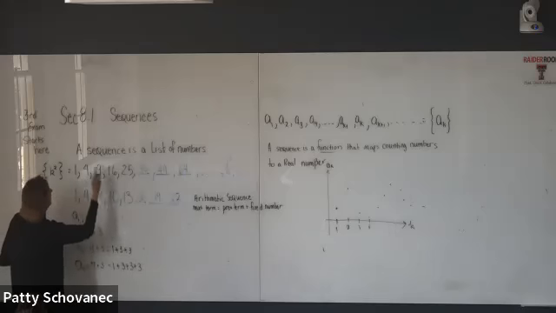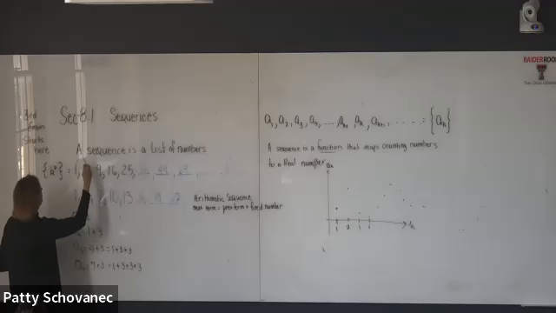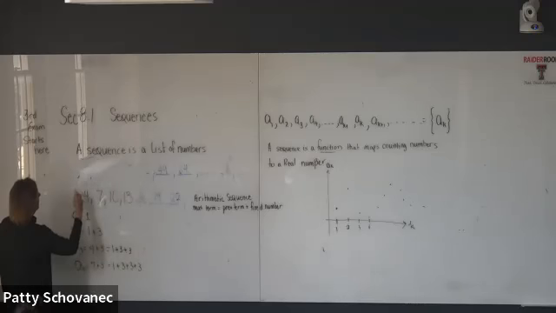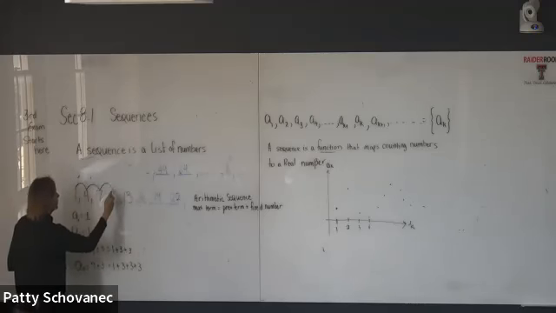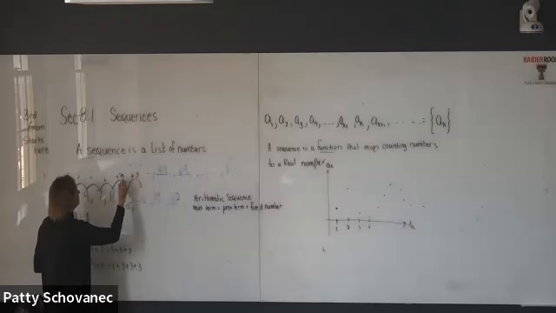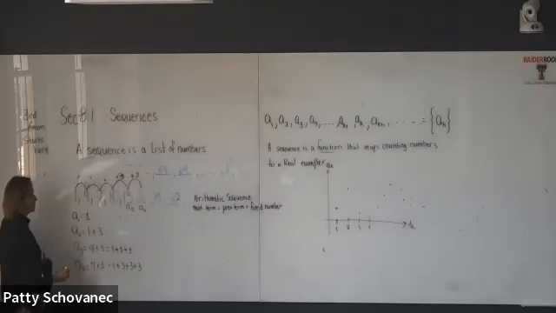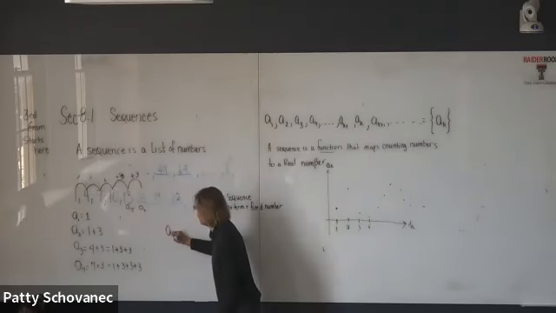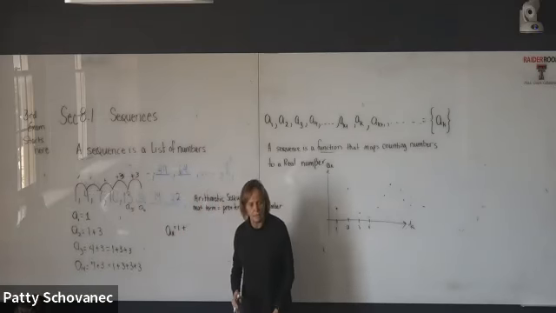To get to the 13, I have 1 plus 3 plus 3 plus 3 plus 3. I add 4 threes to get to the 5th term. I add 5 threes to get to the 6th term, and so on. So if I write that in general, if I'm out at the kth term, I can start with the 1 and add how many 3s to that 1 to get to the kth term.